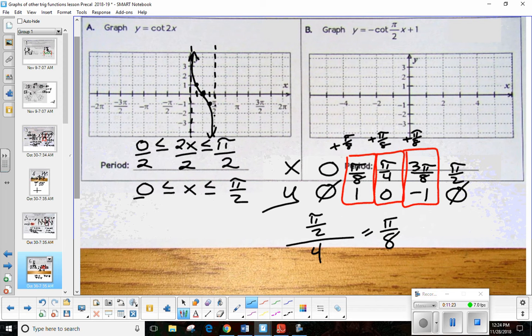Now, if I wanted to draw any more, where would the next asymptote be? It'd be at pi. There'd also be one at negative pi over 2, and I could just keep going, right? Now, just copy this dot pattern in between every set. I know there's one right in the middle, one above, one below. One in the middle, one above, one below. And there you go. That would be cotangent of 2x.